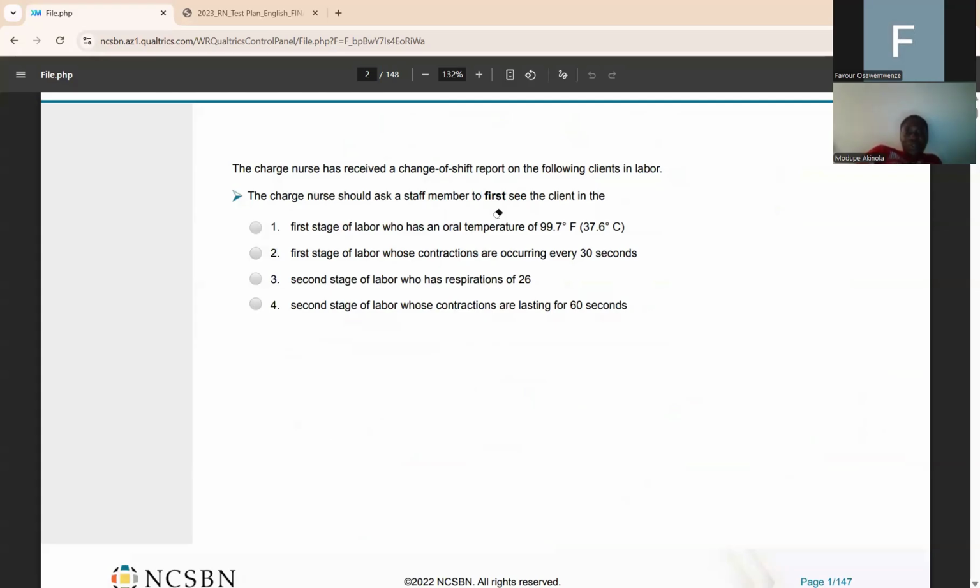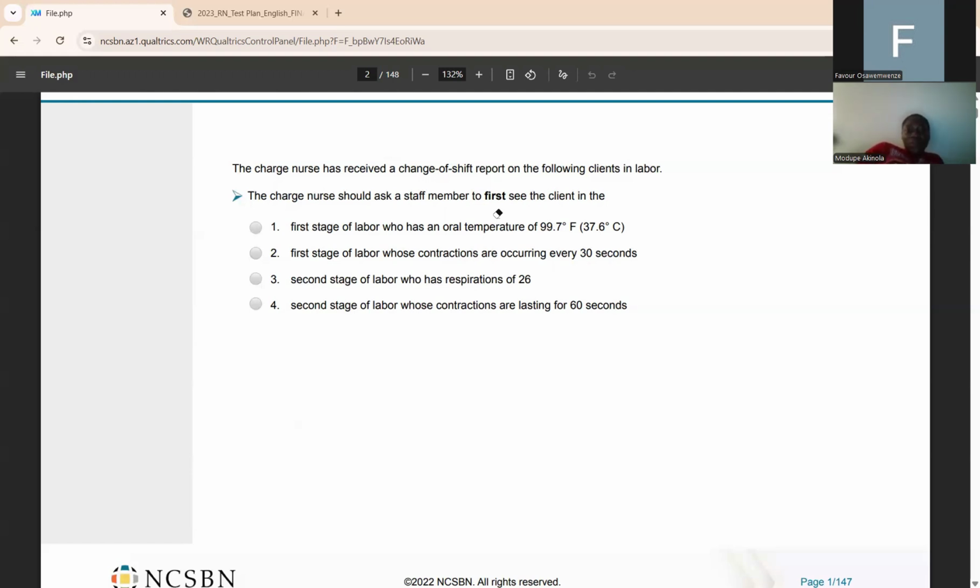So now, since I know that this question is about labor, which is under maternity, I understand that the normal temperature is 97 to 100.4, and 99.7 falls within the right range. So that way you will be able to cross out this one as the wrong answer. Then if you understand the frequency and the duration, like you mentioned, the unit for the frequency and the unit for the duration, then you'll be able to cross out this one as well.